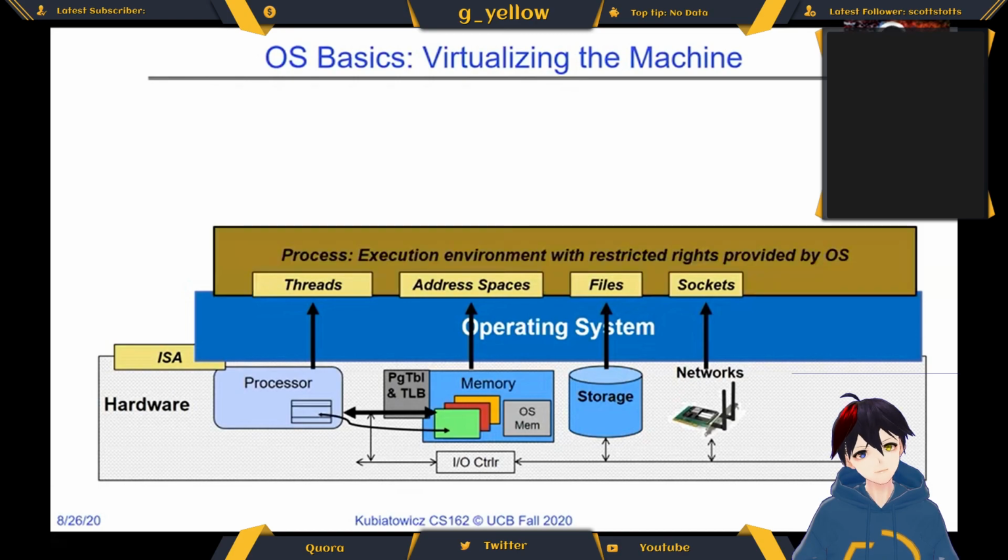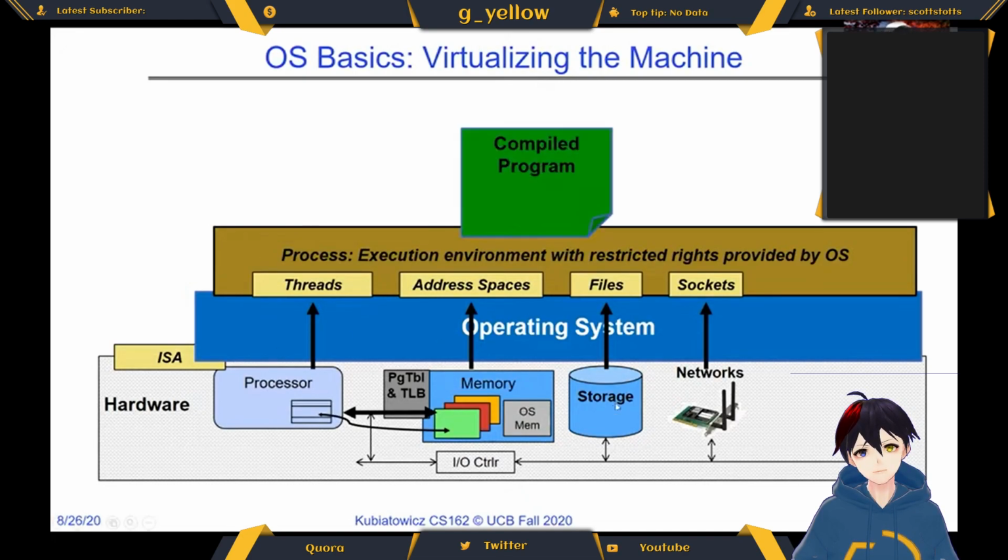Okay, on top of this, these threads, address spaces, files, and sockets are going to be the process abstraction. And that process abstraction is going to give us an execution environment with restricted rights provided by the operating system. And that process abstraction is going to be a nice virtual machine that your program can run in that's abstracted away from all of these physical details. Okay. And so on top of that, you could have your program.